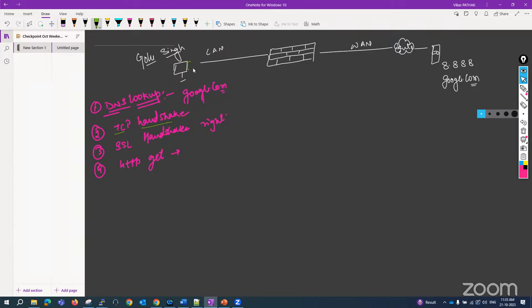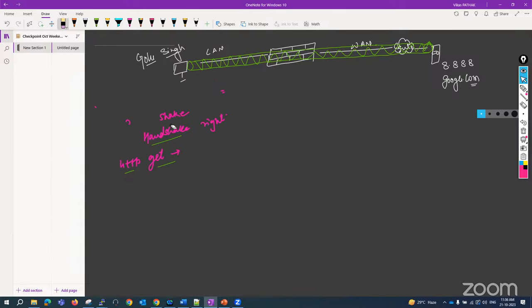Now, after the TCP handshake, Golu Singh will have a session created between the source and the destination over the internet, but this session is plain text. So after the SSL handshake, Golu Singh will make this an encrypted session. Over this encrypted session, the HTTP GET request will go and you will get the Google page. Till here, everything is clear? Okay. So I am rubbing this out. This was basic actually. So let me come to the biggest question now.